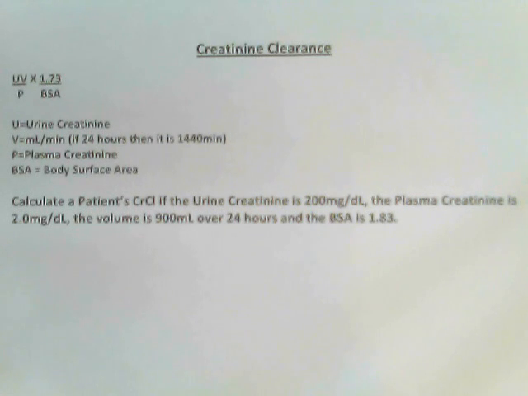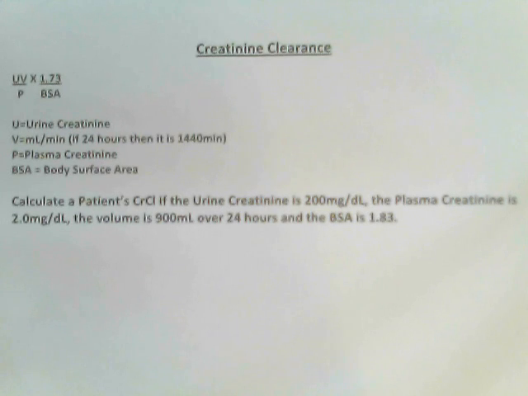The calculation for creatinine clearance is as follows. The urine creatinine multiplied by the volume in milliliters per minute divided by the plasma creatinine times 1.73 over the patient's body surface area. In this example, we are going to calculate a patient's creatinine clearance if the urine creatinine is 200 milligrams per deciliter, the plasma creatinine for the patient is 2 milligrams per deciliter, and the volume is 900 mLs over a 24-hour period. The patient's body surface area is also 1.83.